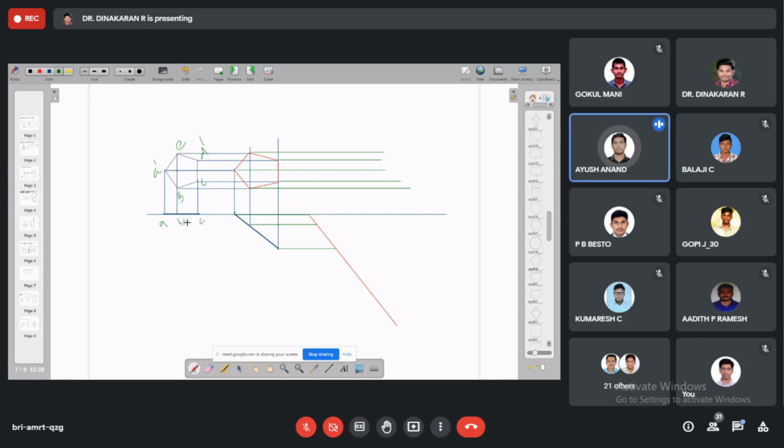Yes, sir, I was having that doubt only, whether the line has to be at 45 degrees or 30 degrees. No, this 30 degrees is for surface inclination only. Only one inclination they have given.